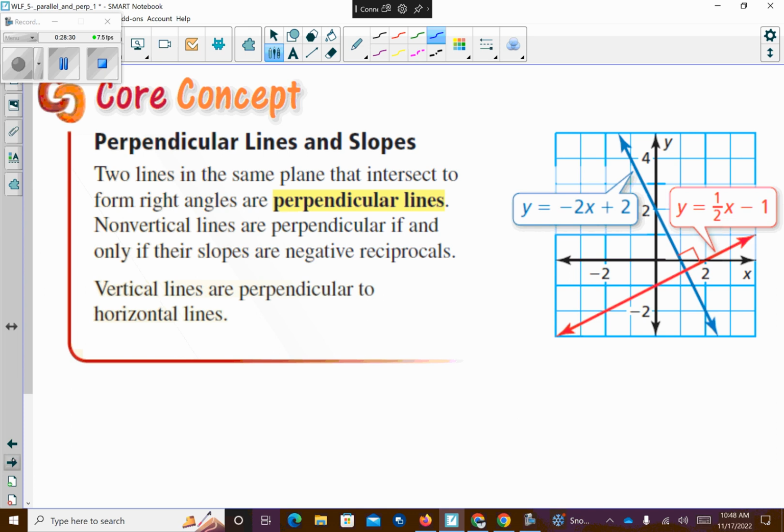Okay, perpendicular lines and slopes. Two lines in the same plane that intersect to form right angles are perpendicular lines. Non-vertical lines are perpendicular if and only if their slopes are negative reciprocals. Vertical lines are perpendicular to horizontal lines. Negative reciprocals. What the hell is this word? Words.